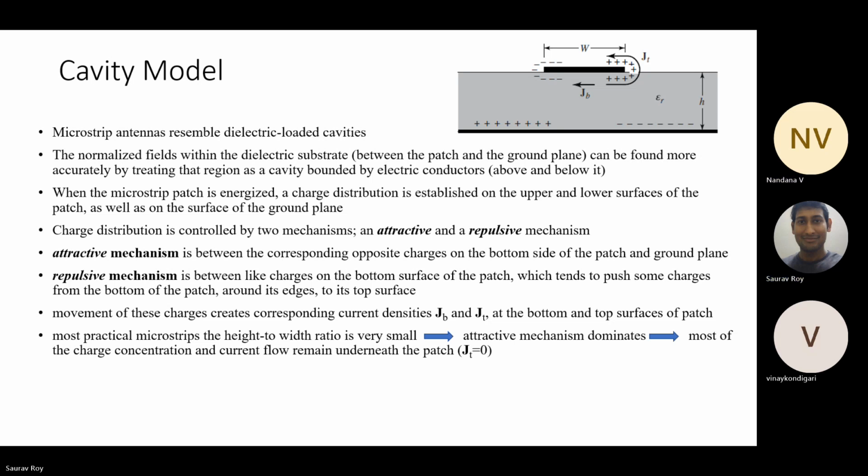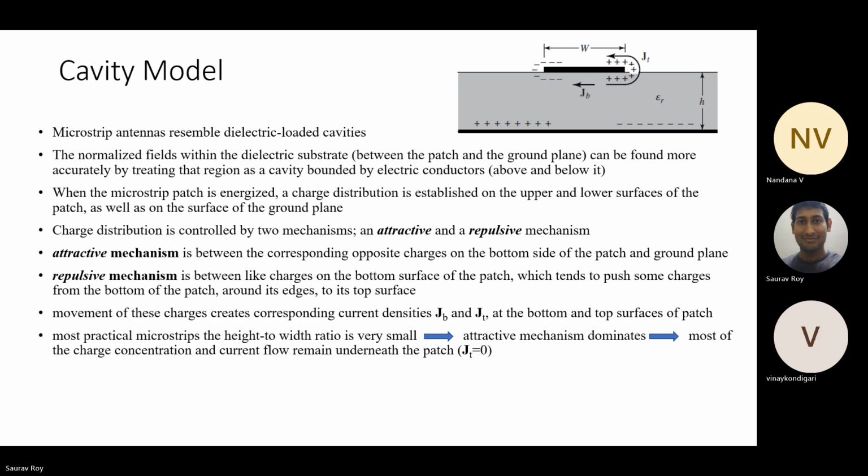It says in most practical microstrips, the height to width ratio is very small. Generally, the height of the substrate is very small compared to the width of the patch. So that will lead to what? Only the attractive mechanism will dominate, because the distance between them is larger. The repulsive mechanism does not dominate. Only the attractive mechanism dominates. That means the current flow will be only between the positive and negative charges.